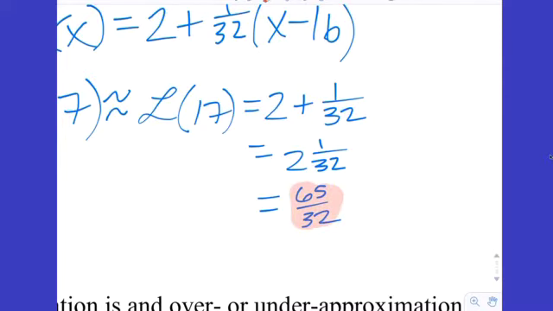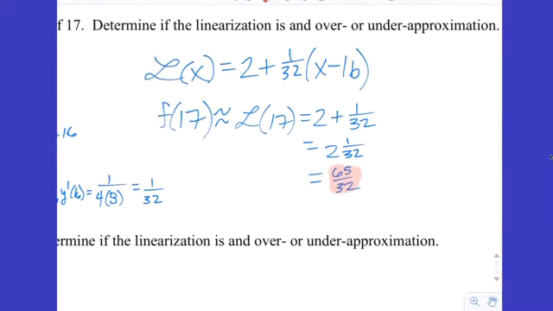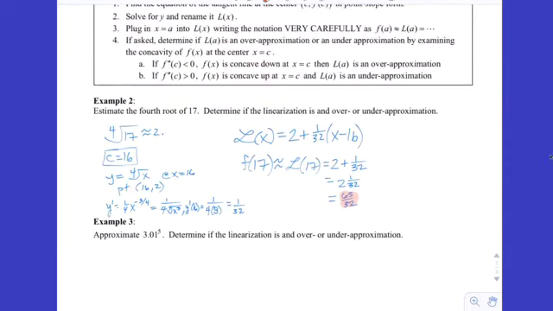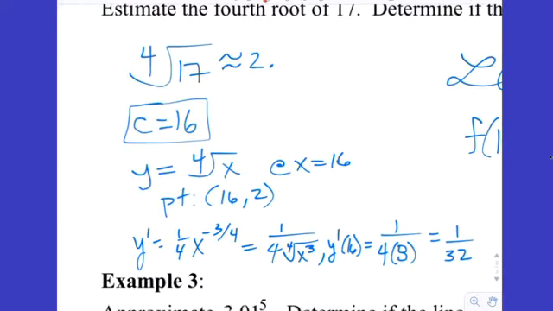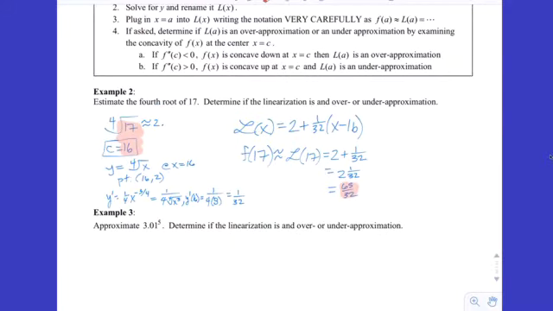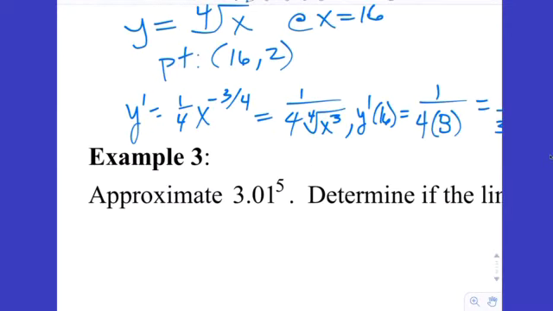So now that we have this as our approximation, how are we going to know if it's an over or an under? Right, we need to know if the function is concave up or concave down between 16 and 17, which is where we're working. I don't have the graph of this function, but I know that the second derivative gives me that information, right? So let's go ahead and find the second derivative.